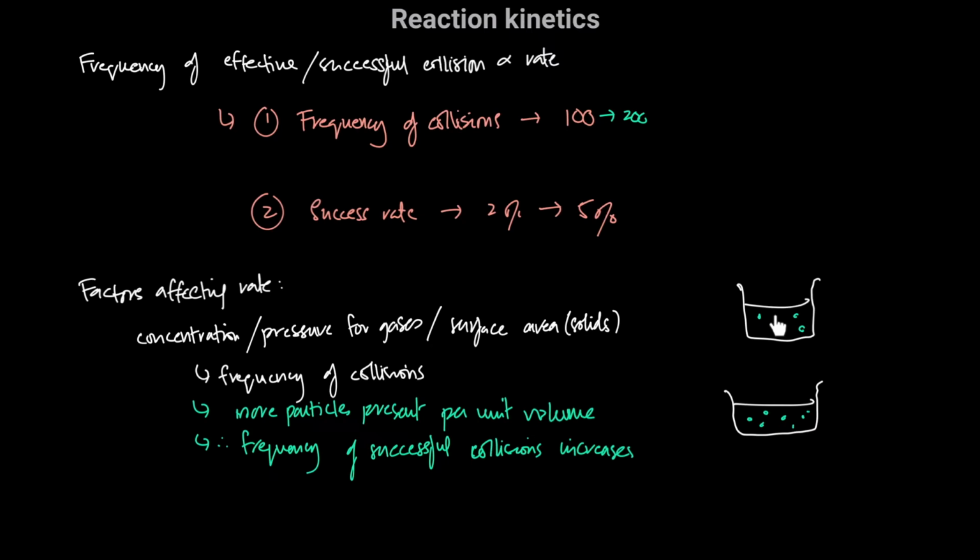Right? Again, these particles are moving around at random, they're colliding with each other, and some of those collisions will result in a reaction if they collide with enough energy. Now, because more particles are present, there's just a higher likelihood of them colliding. So the frequency of collisions increases. So even if you have the same success rate, because you haven't increased the energy of the particles, because there's more collisions happening per unit time, there's simply going to be more reactions happening per unit time. So there are more particles present per unit volume. So that's the effect of concentration on the rate of a reaction. Okay, it increases the frequency of collisions. So the frequency of successful collisions, therefore the rate, increases.